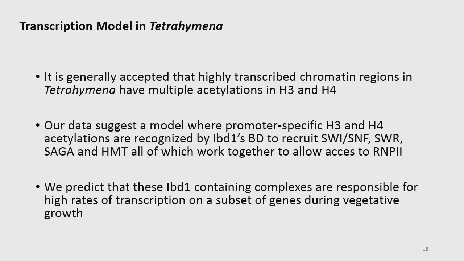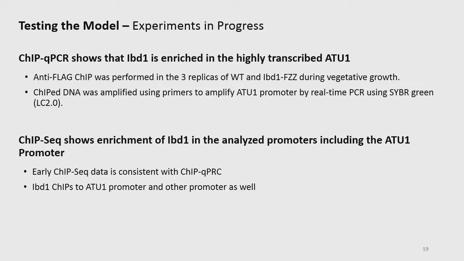So we came up with this model. It's a transcription model in Tetrahymena, which says that it is generally accepted that highly transcribed chromatin regions in Tetrahymena have multiple acetylations in H3 and H4. Our data suggests a model where promoter-specific H3 and H4 acetylations are recognized by the Ibd1 bromodomain to recruit SWI/SNF, SWR, SAGA, and histone methyltransferase, all of which work together to allow access to RNA polymerase II. And we predict that these Ibd1-containing complexes are responsible for high rates of transcription on a subset of genes during vegetative growth. So now what we are doing is we are testing the model.